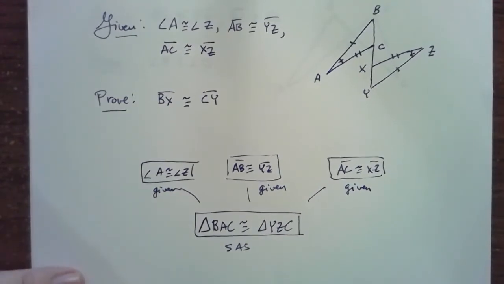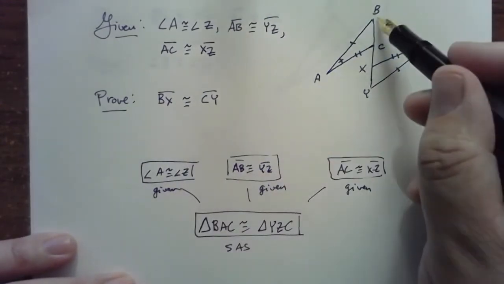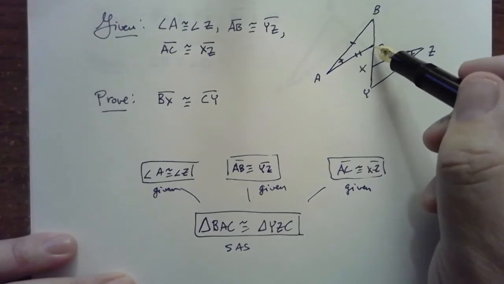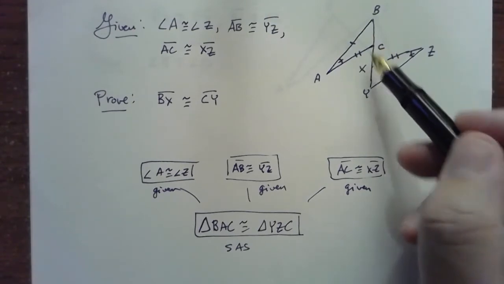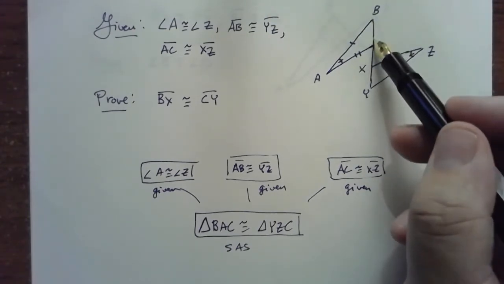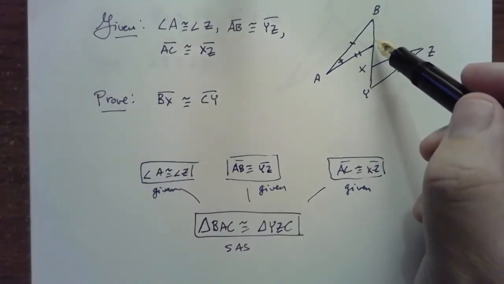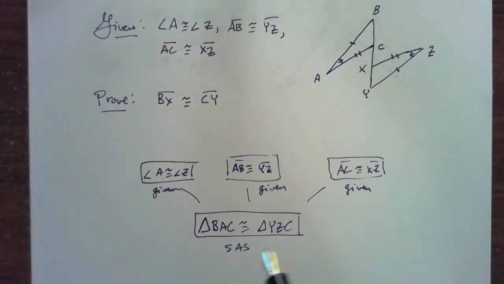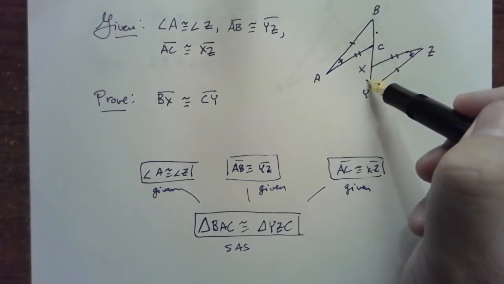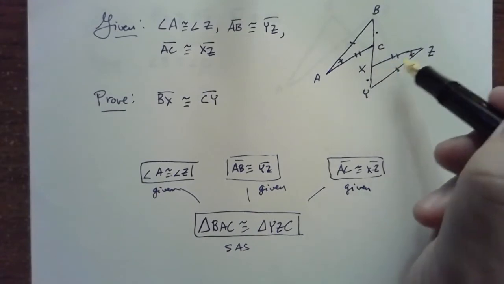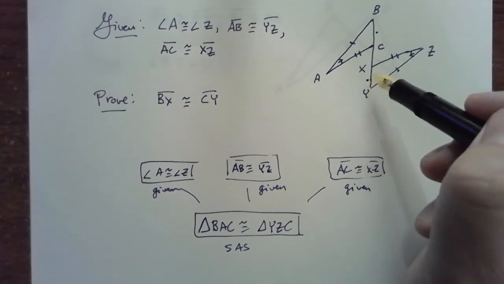But where do we go with this? Look at what I'm trying to prove. B to X is the same as C to Y. B to X is not a side of either triangle. It's longer. It includes BC, but it's longer by CX. So when you're trying to prove something and what you know is too short, let me take a step back here. We know because of this congruence that BC is going to be congruent to XY. Those are corresponding parts of these now congruent triangles. We've shown that these triangles must be exactly the same shape and size. So that means BC has to be the same as XY.